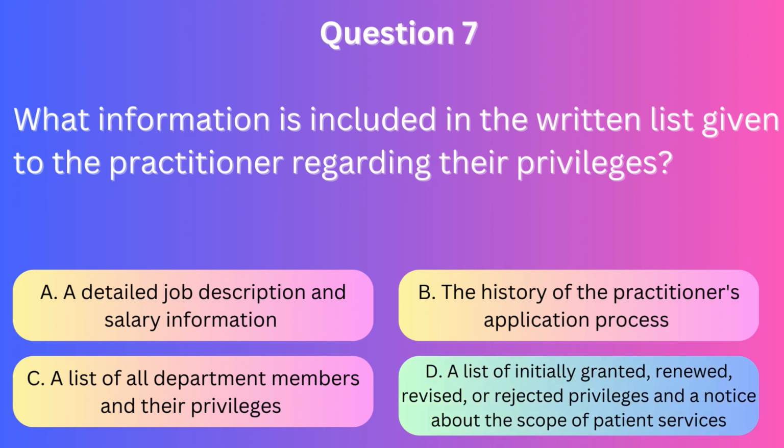Correct answer D. The practitioner is provided with a written list that includes initially granted, renewed, revised, or rejected privileges. This list also contains a notice indicating that the scope and content of the practitioner's patient services are limited to the privileges listed. This ensures clarity and sets boundaries for the practitioner's scope of work in the health institution.